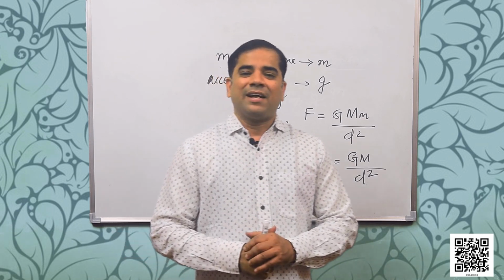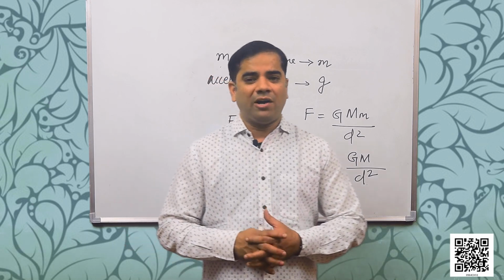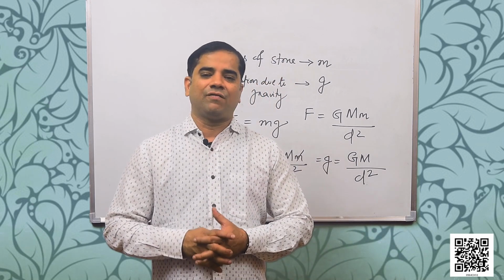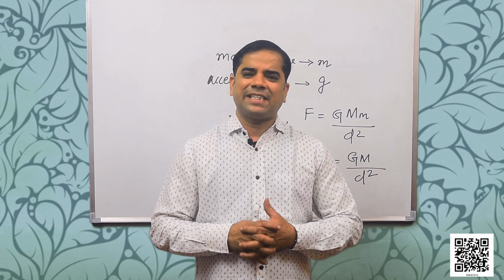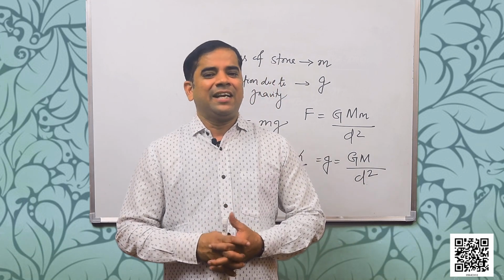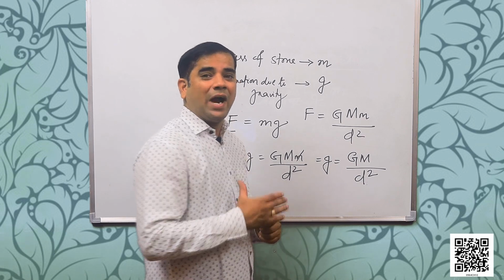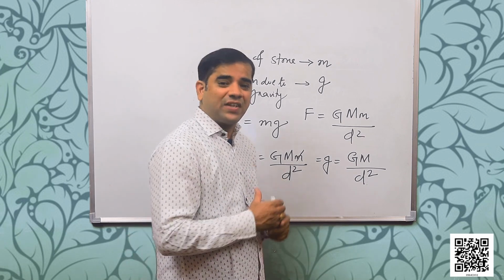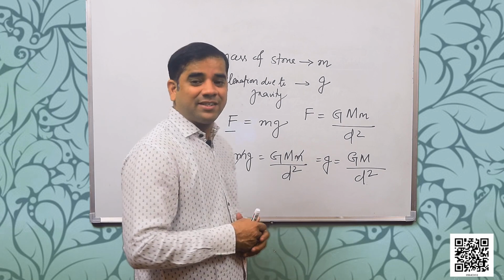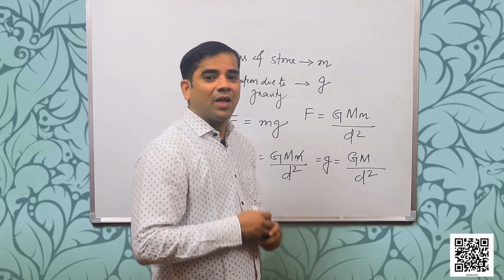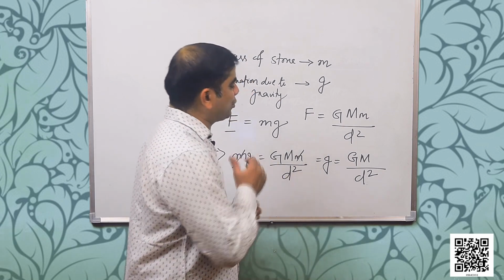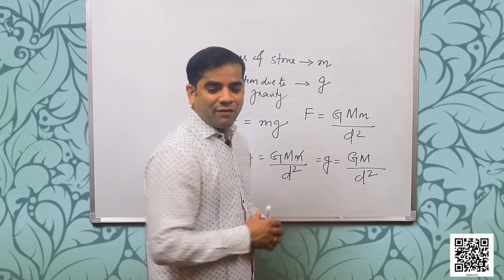Let an object be on or near the surface of the earth. The distance d is equal to r in this case, because while an object is on the surface of the earth, the distance is nothing but the radius of the earth. So now let us put that r in this formula.